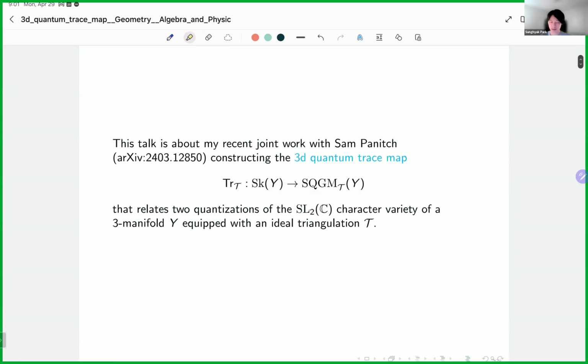So in this talk, I want to talk about my recent joint work with my collaborator, Sam Panitch, where we've constructed a certain homomorphism. So it's a linear map whose domain is something called the skein module of a three-manifold. It's some vector space valued invariant of three manifolds, and whose codomain is something that's called the square root quantum gluing module, which is also a vector space valued invariant of a three manifold that is equipped with an ideal triangulation.